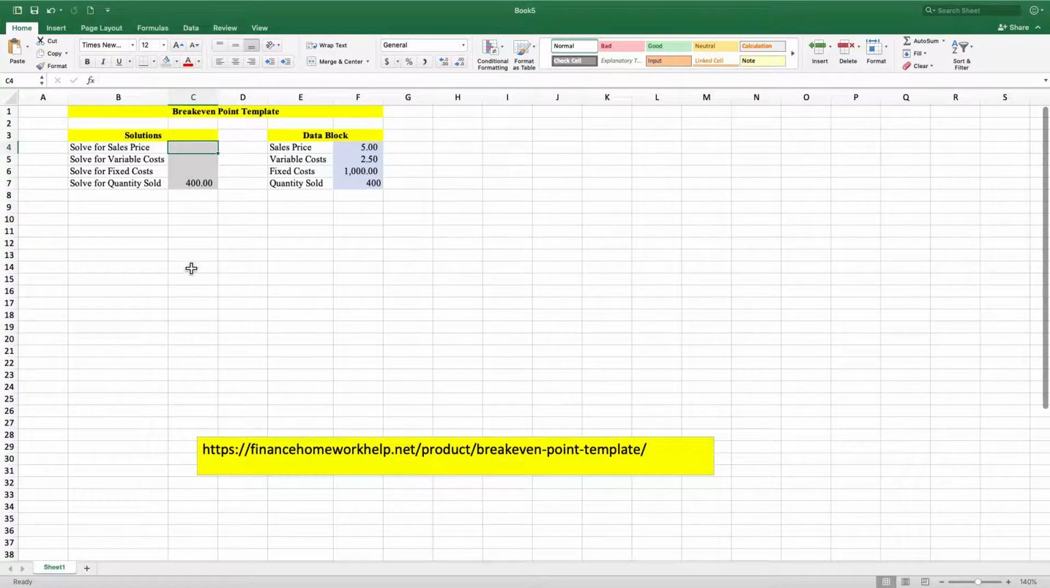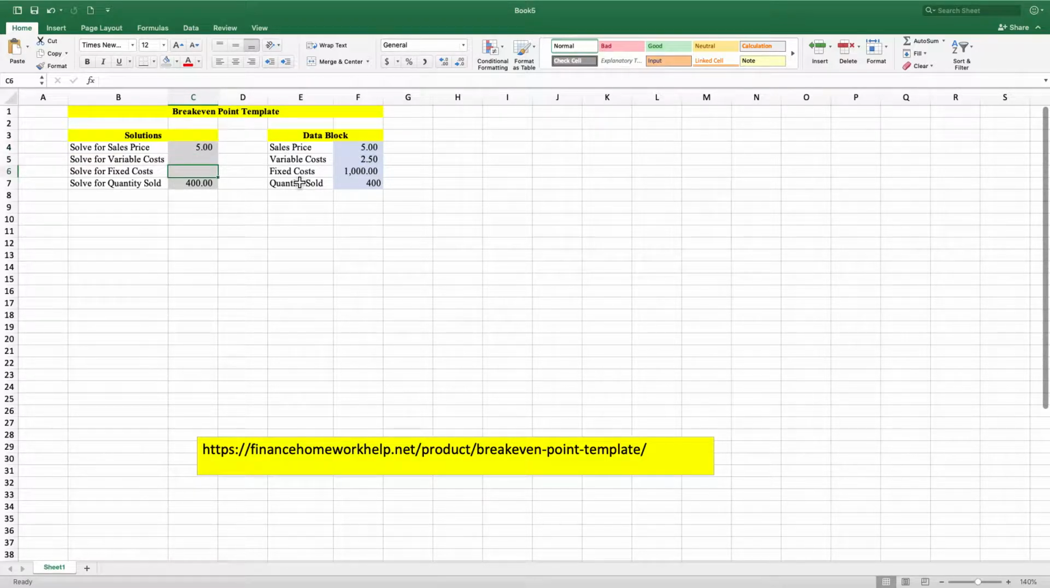Alright, the next thing we're going to do is we're going to solve for sales price. And for sales price, the formula is going to be equal sign, and it's going to be our fixed cost divided by quantity sold, and then we're going to add to it our variable cost. Hit enter, and that shows us that we have $5, and that lines up right here.